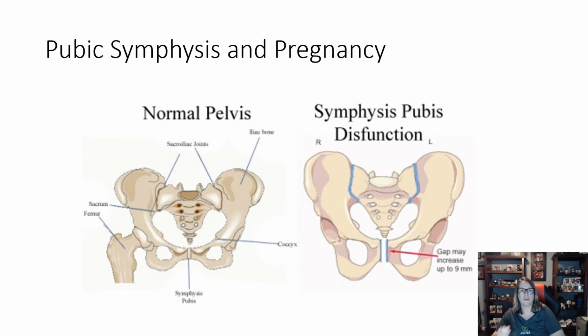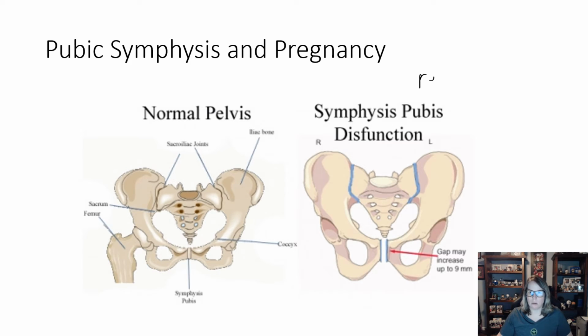Now, here's some clinical connection to the pubic symphysis. Normally, the width of the connection here between the 2 pubis bones is about 3 to 5 millimeters. It's quite small. During pregnancy, as we'll talk about later on in the course, a lot of hormones are released. One of them is called relaxin.